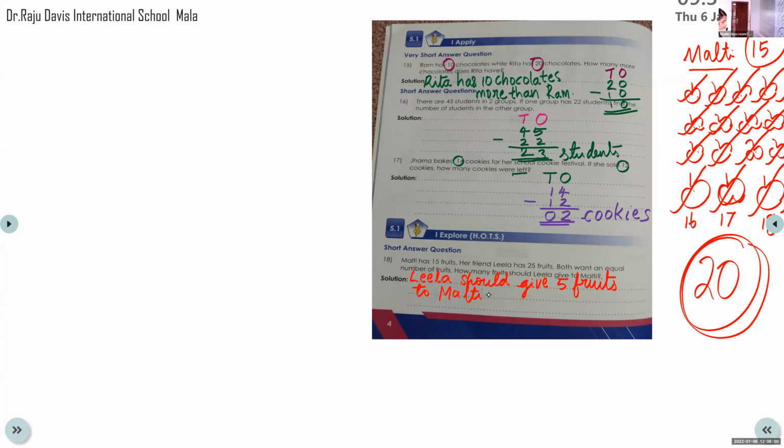We should follow these qualities. We should take it as a habit. If we have more things, we should give to the one who does not have the same. Here we can see the sharing quality. It's a value, sharing and caring. Leela should give 5 fruits to Malati.